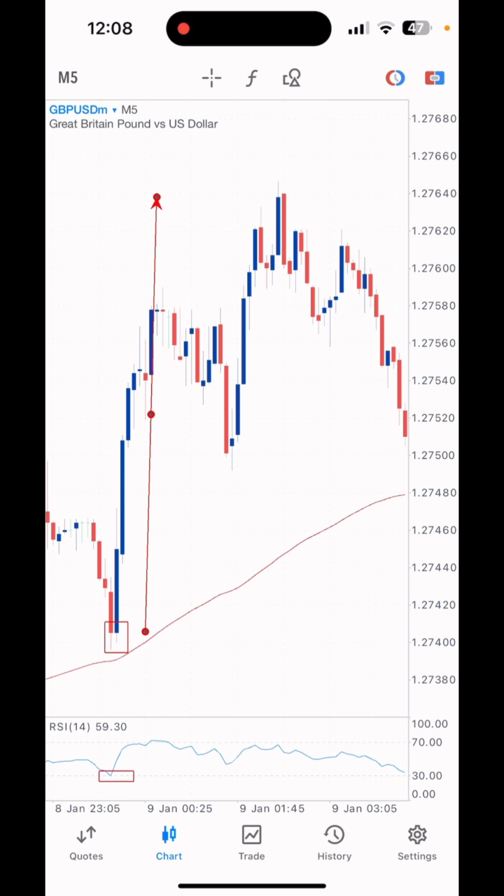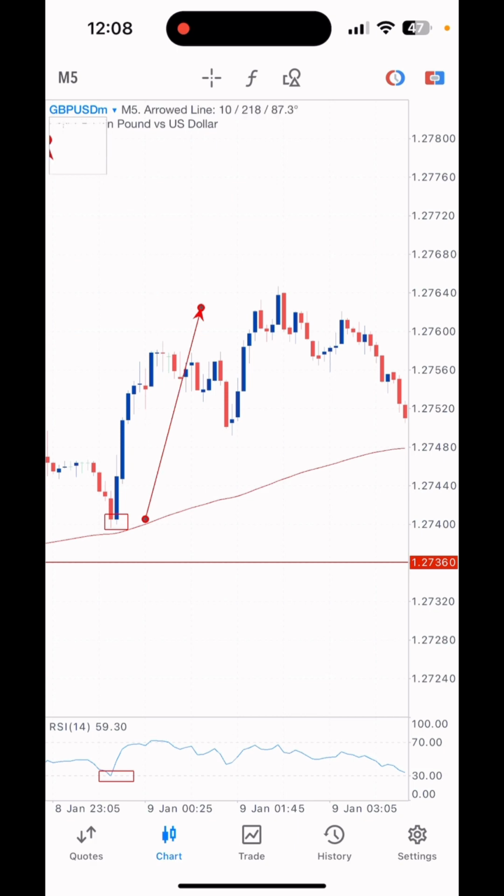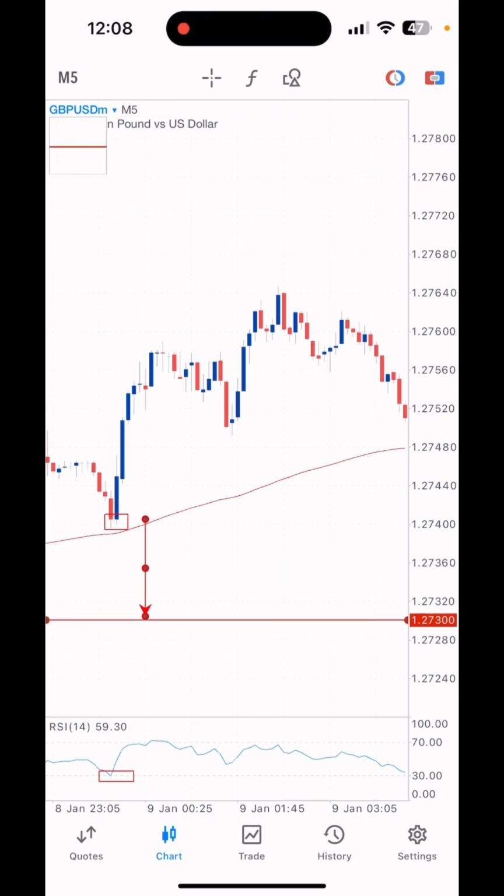So if you had entered the trade here with this strategy, and you put your stop loss just right below where you entered from, let's just do the mathematics. How many pips stop loss is this? Let's use 10 pips. I always advise 10 pips. So this is your stop loss.